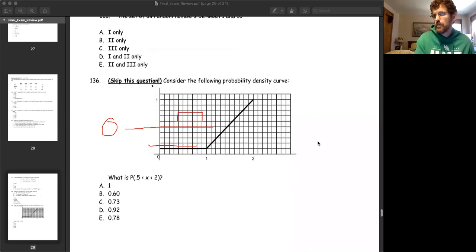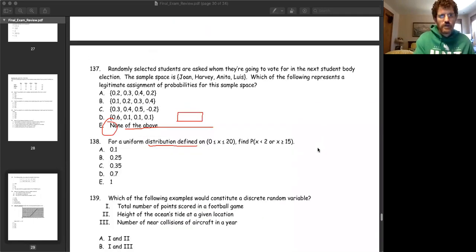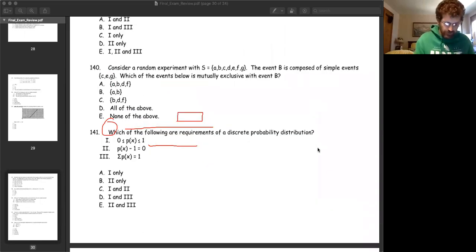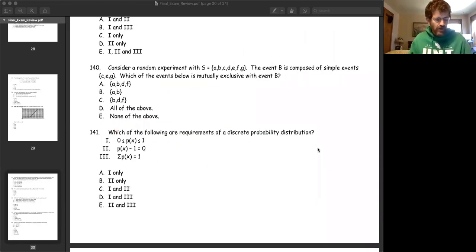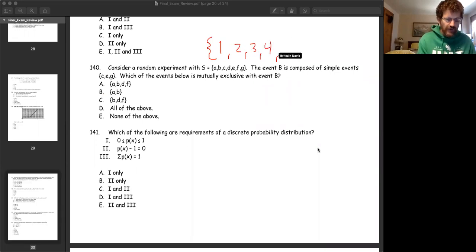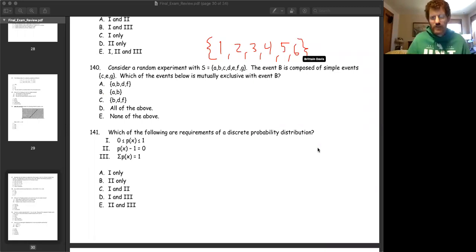Just 4 more problems we're going to look through, so not much left to talk about. We've got a random experiment with S equals, and this is maybe something we didn't talk about a whole lot, but this notation right here is for the sample space. And so if you're rolling a die, your sample space is 1, 2, 3, 4, 5, and 6. All right, I feel like we did mention this at one point, but it wasn't a big point of emphasis.